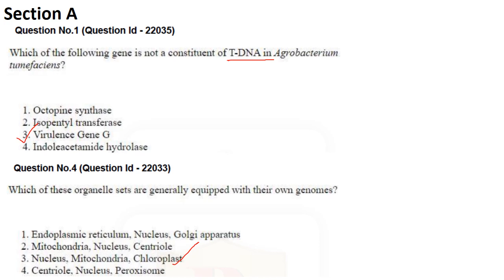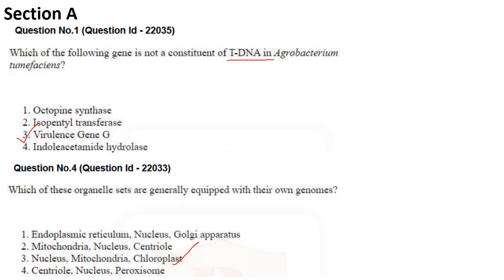Octopine synthase, that is present in tDNA. Isopentyl transferase, that is also present in tDNA. Virulence gene G. Vir region genes are found outside of the tDNA region. So the answer here is virulence gene G.